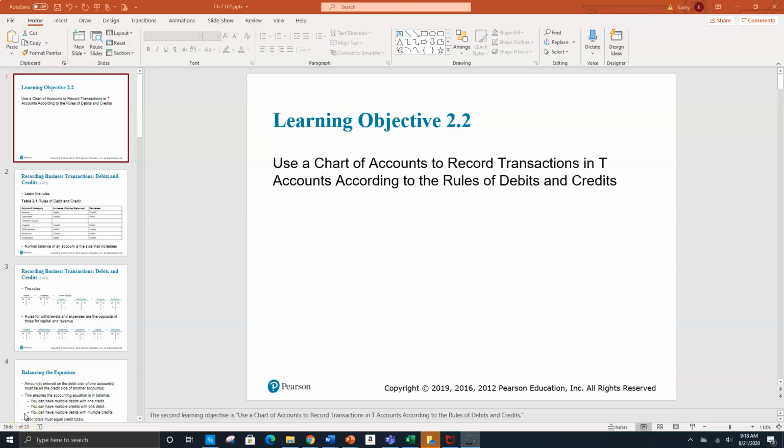Okay, learning objective 2.2. Use of chart of accounts to record transactions in T accounts according to the rules of debits and credits. So this is a very, very important PowerPoint slide. Hopefully everyone will take this to heart. There's a lot of memorization and rules that we will use throughout the course.